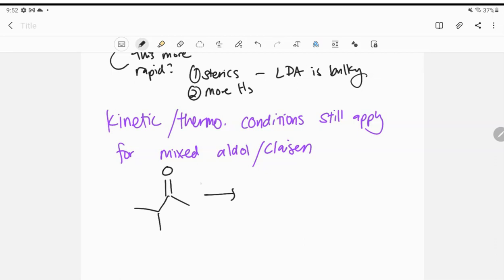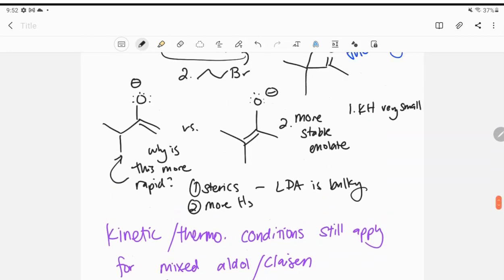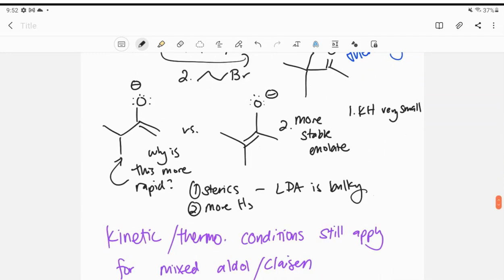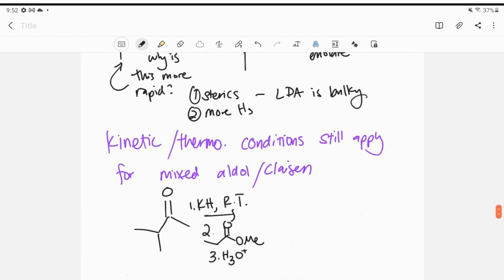And let's do a thermodynamic thing here, and let's put on, how about methylpropionate, and then of course our acid wash at the end. Not necessary for the acid wash for the alkyl halide, of course, because we don't have a ketone to regenerate, so we're okay there. But in this case, we're generating a strong base and all that, so for the Claisen or aldol, we do need that acid wash.